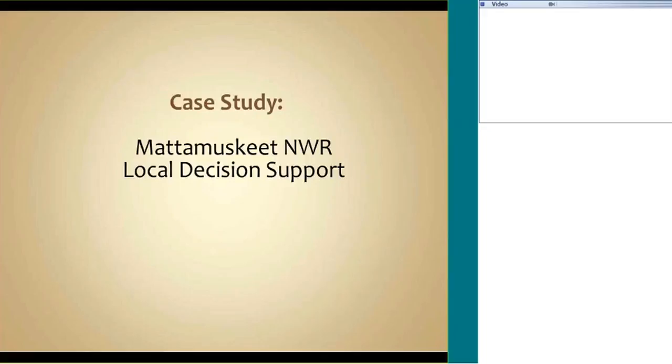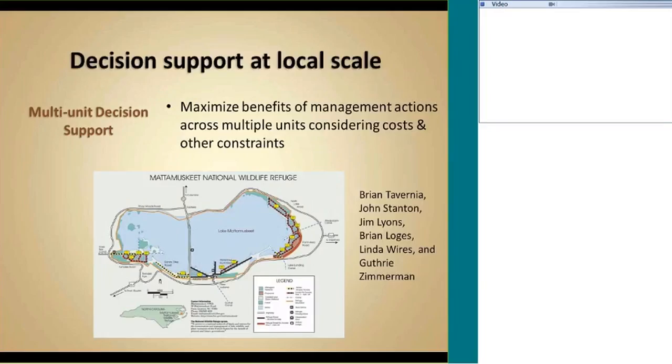What I want to do now is switch to an application of the IWMM approach at the local scale and present the work that we've done to produce a local decision support tool for Mattamuskeet National Wildlife Refuge in northeastern North Carolina. For decision support at the local scale, we developed what we call a multi-unit model. This model provides a tool for coordinating habitat management actions across multiple management units to benefit waterbirds, and that also considers management costs and other constraints.